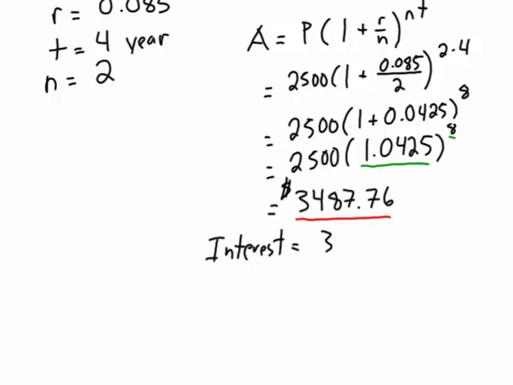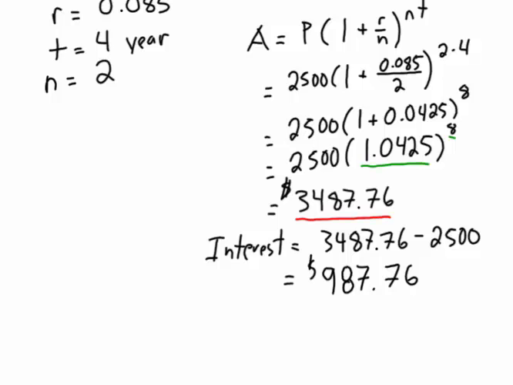So we just take our amount of $3,487.76 and we minus what we started with, our principal, and we'll find out that for 4 years of investing, we've earned $987.76. So pretty good if we can get an 8.5% interest rate compounded semi-annually for 4 years. The important thing to note, though, is it's just an exponential equation once we break it all down.